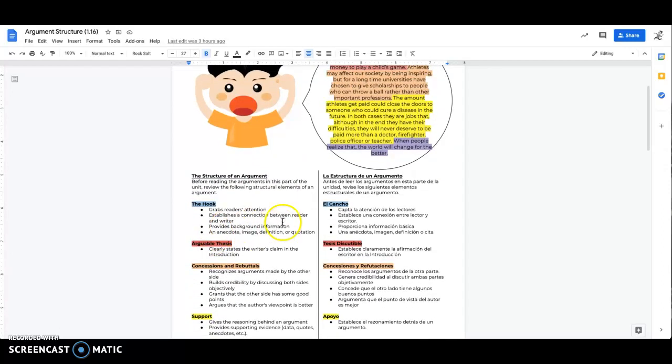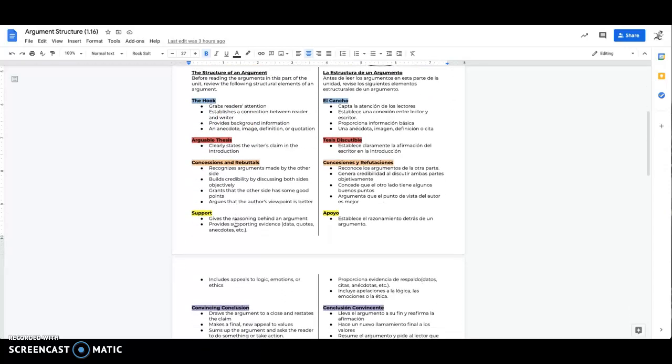So if you see here, this list under the headline, the structure of an argument, are the different parts of an argument that you are going to be asked to identify. The first one is the hook, which works the same way that the hook did in the introduction paragraphs we wrote for our definition essay, in that it grabs the reader's attention. It might be something like an anecdote, an image, a definition, or a quotation. And in an argument essay, it also establishes a connection between reader and writer and might provide some background information about what the argument is about.